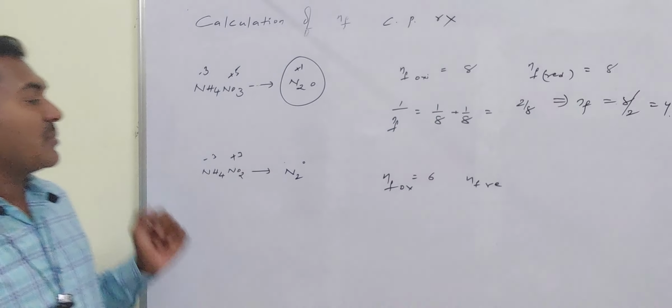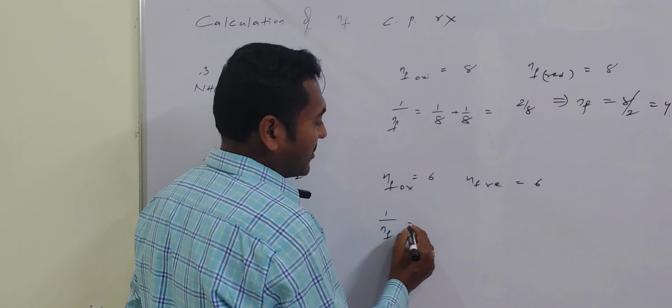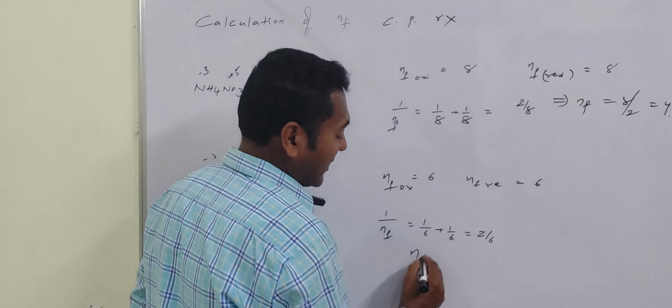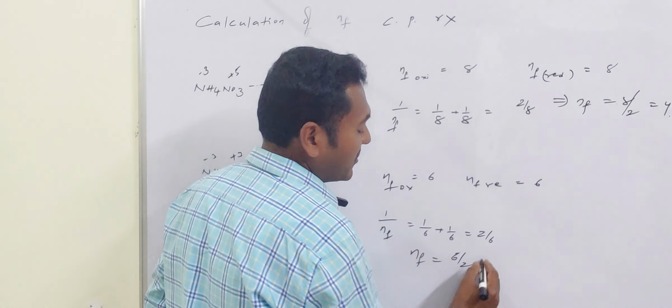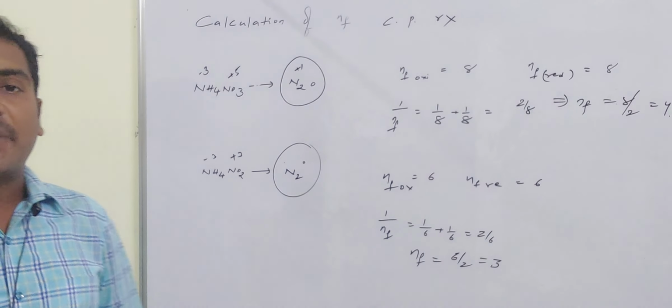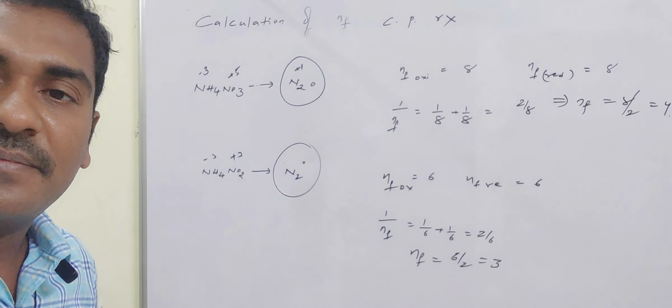For nitrogen it is minus 3, and 3 implies this is also 6. Net n factor will become equal to 1 by 6 plus 1 by 6, which is equal to 2 by 6. The n factor value reaches 6 by 2, which is equal to what? 3. 3 for what? N2. Thus, the n factor of comproportionation reactions is to be calculated.